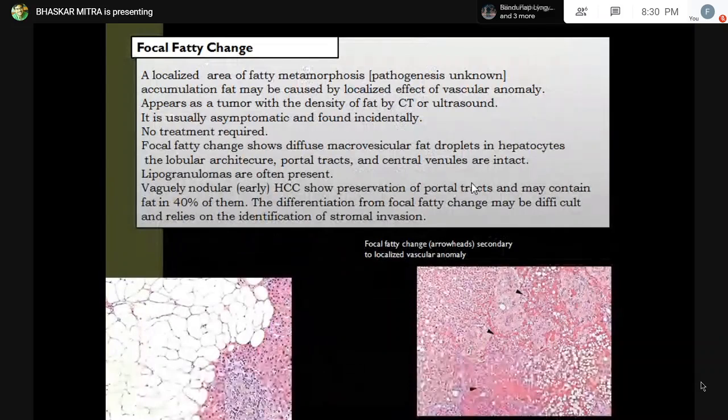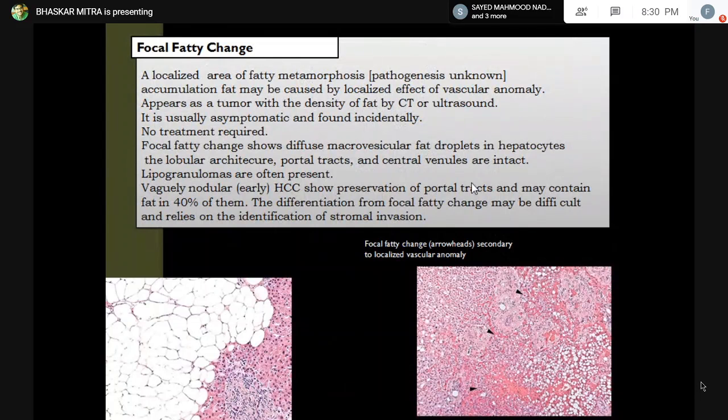Now sometimes the liver may show focal fatty changes. This is a metabolic change of unknown etiology, and on CT or ultrasound they are marked as a lesion. Here there may be a collection of hepatocytes with focal fatty changes due to some vascular anomalies. They may be shown on the ultrasound or CT scan, suggesting the nature of vascular masses, but they are focal metabolic changes, not tumors.